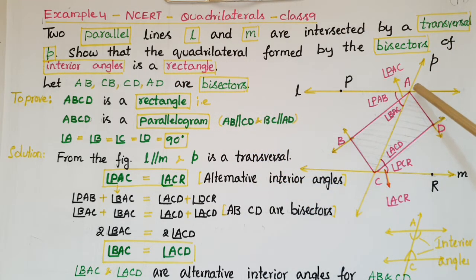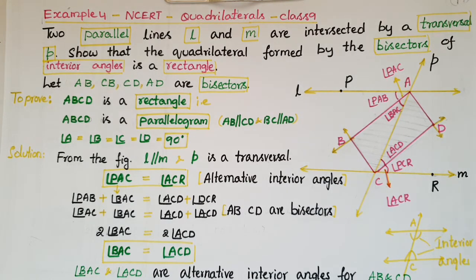So here there are four interior angles. See this figure. If you take a bisector here, for this angle AB is a bisector, and here AD is a bisector, and at C, CD is a bisector and CB is another bisector. So if you join all these bisectors, you will get a quadrilateral. So here we have to prove that this quadrilateral is a rectangle.